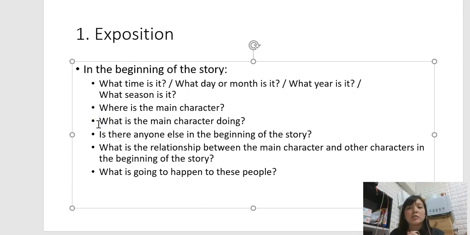And then, what is the main character doing at that place when the story begins? Okay, is the main character at his own flat, on the street, in school, in the office? Okay, what is he or she doing? Is there anyone else in the beginning of the story apart from the main character? And what is the relationship between the main character and that character or other characters in the beginning of the story? What are they doing in that scene? And what is going to happen to these people? So these are the things that you have to show to the reader in the beginning of the story. Okay, you don't need to write a lot, okay? And you don't need to tell, you need to show, okay, what happened in the beginning of the story.